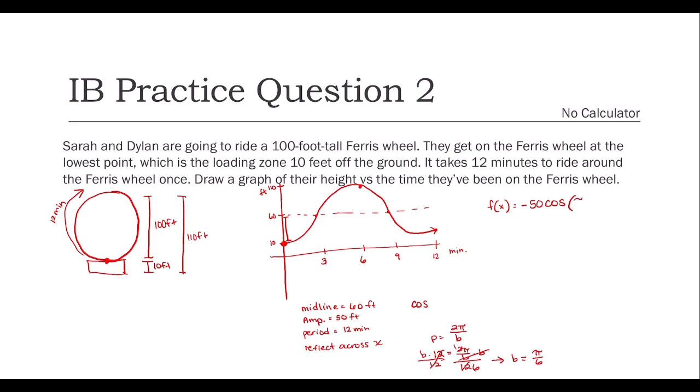So we have cosine of pi over 6 times x, and then our midline is at 60, so we'll say plus 60. So this would be the function that describes the motion of the Ferris wheel, where x would be your time in minutes, and f of x is your height in feet. They don't ask for the function here, but if they were to ask for the function, you would need to do that. This one, they just ask for a graph, so this is what you would need.